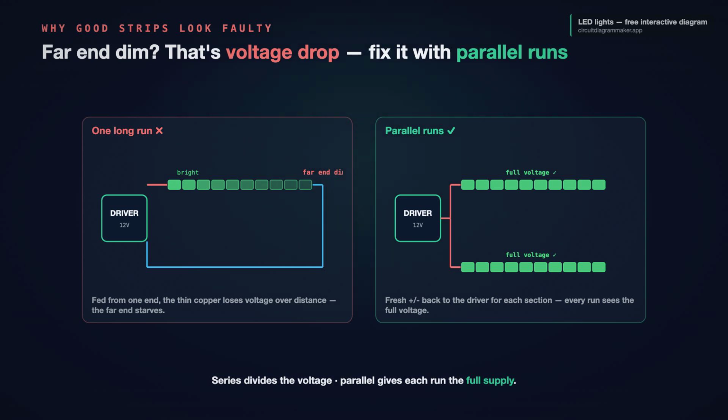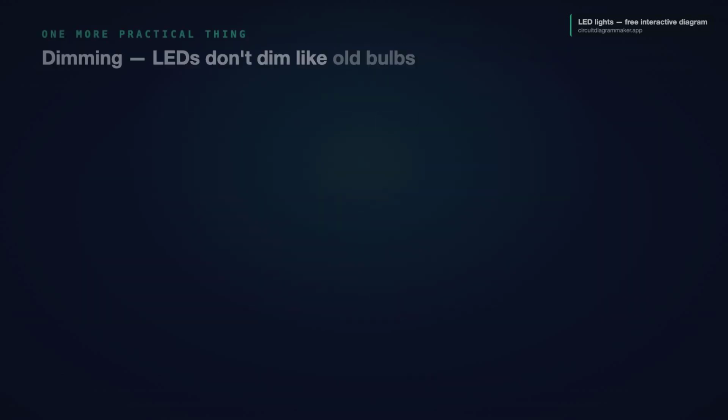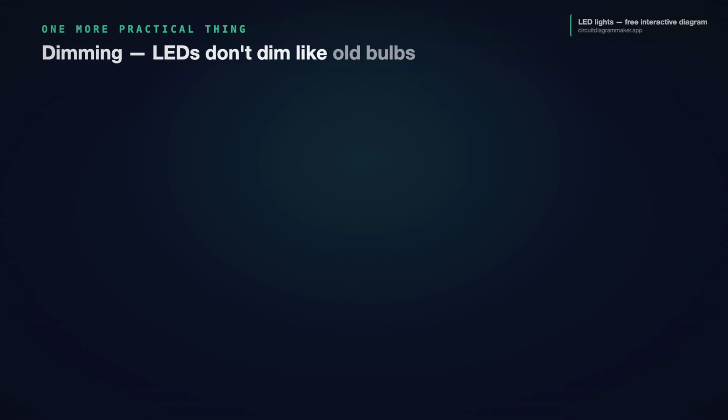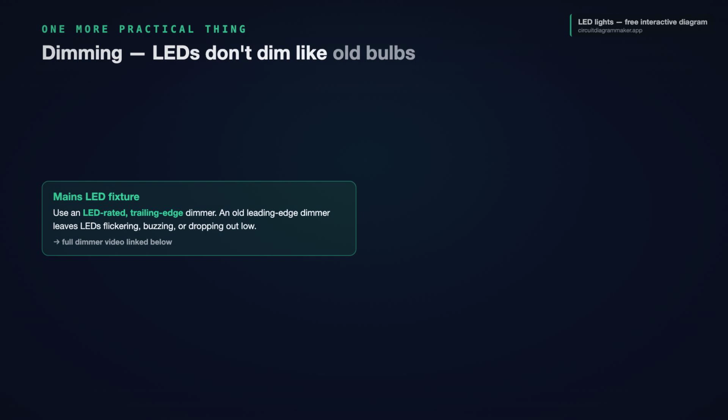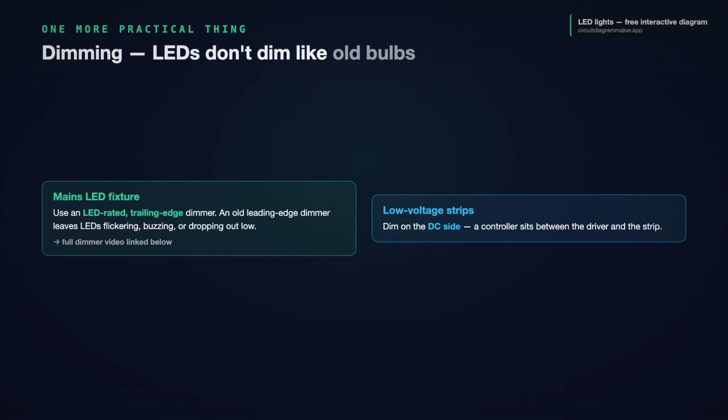One more practical thing, dimming. LEDs do not dim like old bulbs. To put a mains LED fixture on a wall dimmer, you need an LED-rated dimmer, usually a trailing edge type. An old leading edge dimmer, built for incandescent bulbs, leaves LEDs flickering, buzzing, or dropping out at low brightness. There's a full dimmer video linked below. For low-voltage strips, you dim on the DC side instead, with a controller between the driver and the strip.